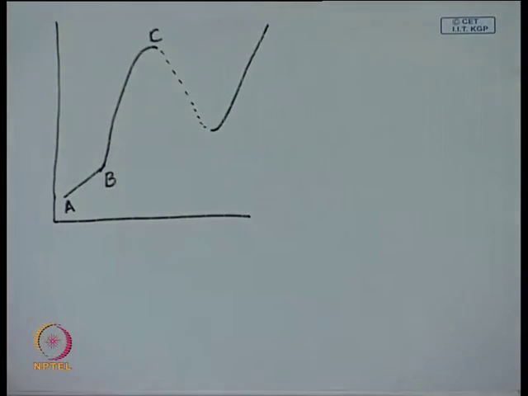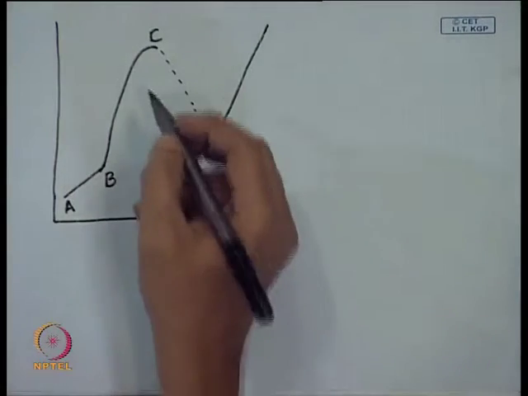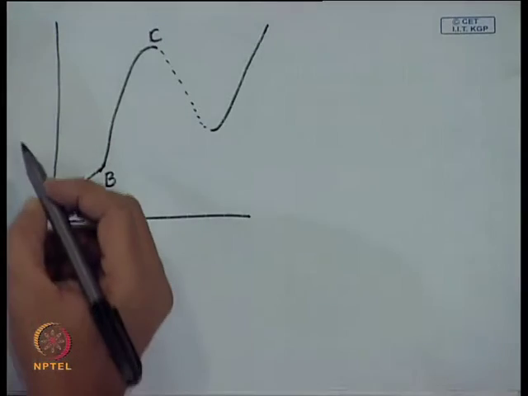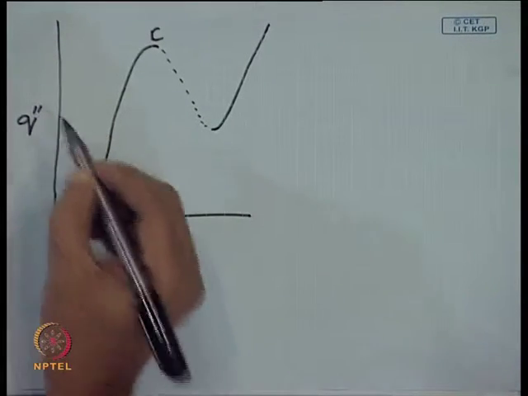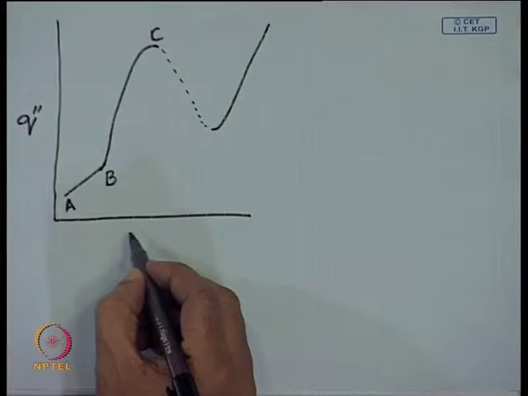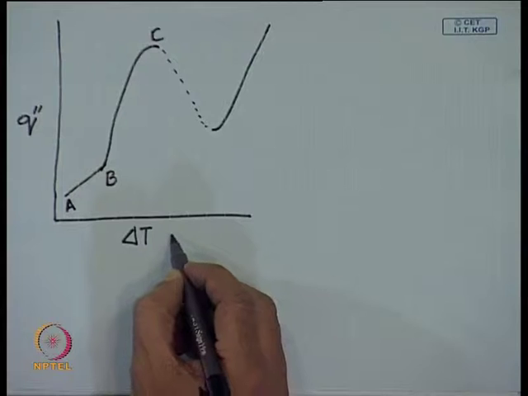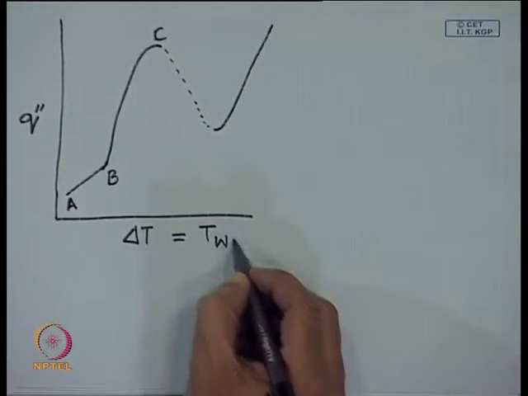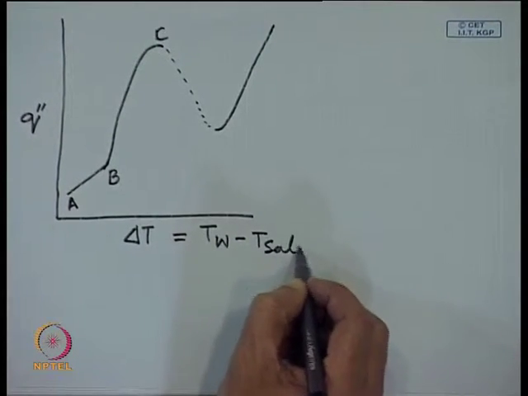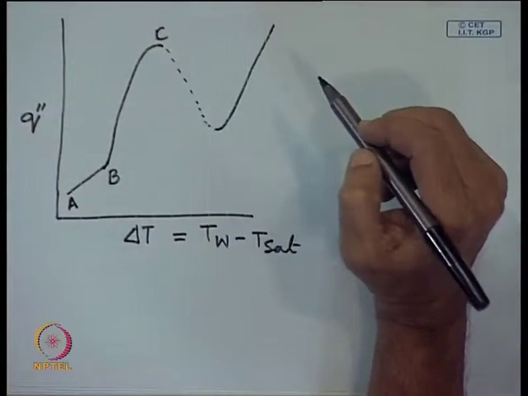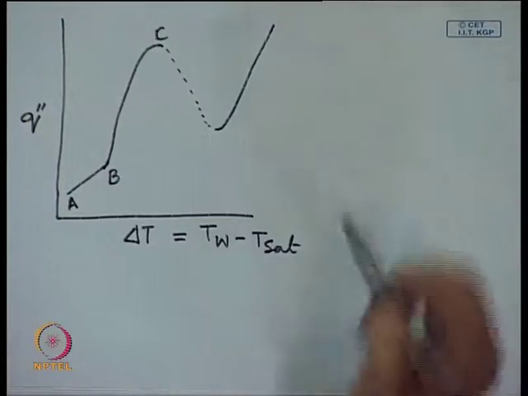So, A to B is the natural convection or free convection, cooling due to natural convection or free convection, and B to C is the nucleate boiling curve on this particular plane, where we have the variation of heat flux as a function of delta T, which is nothing but T wall minus T saturated. On the nucleate boiling curve BC, we get different regimes of boiling, this also I have told.